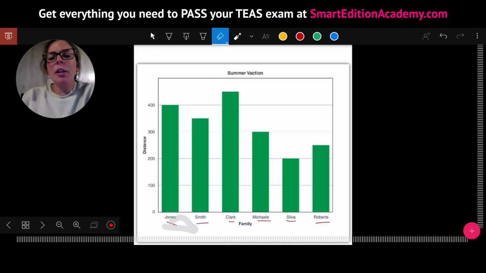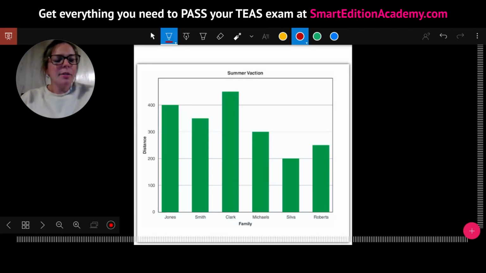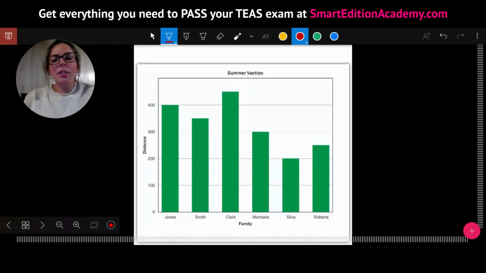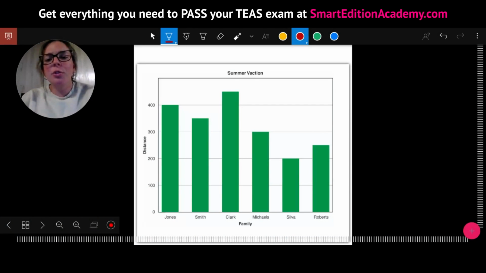So essentially what we are comparing is the distance that families traveled for their vacation. Okay, so who traveled the farthest? If we are looking at this graph, trying to figure out who traveled the farthest, it would be whichever one went the highest. So if I'm looking here for the highest bar graph, this looks like the highest. So the Clark family traveled the farthest.